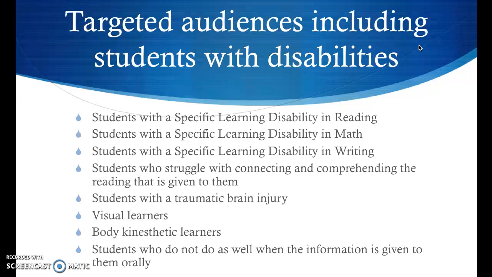Targeted audiences, including students with disabilities, would be students with a specific learning disability in reading, students with a specific learning disability in math, students with a specific learning disability in writing, students who struggle with connecting and comprehending the reading that is given to them, students with a traumatic brain injury, the visual learners, meaning learners who learn better while looking at something, body kinesthetic learners, which are learners who do better while they're doing that activity, and students who do not do as well when the information is given to them orally.